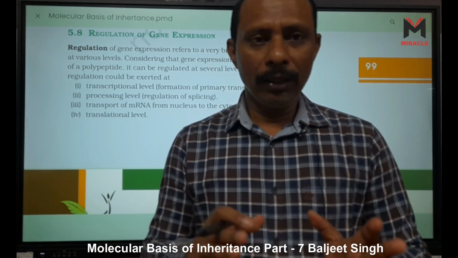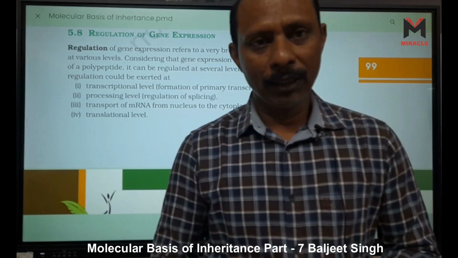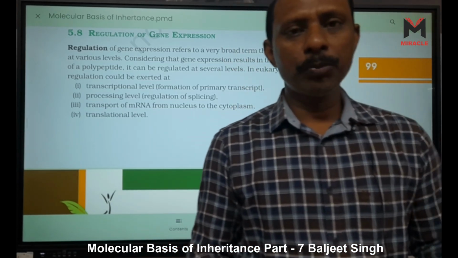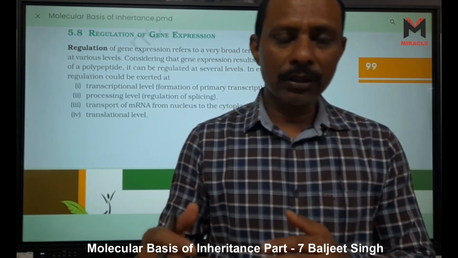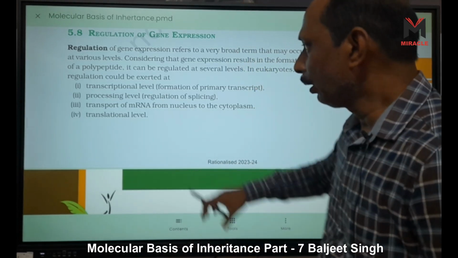This RNA is going into processing: splicing, capping and tailing. Then it has to come out of the nucleus, because ribosomes are present outside the nucleus. After it comes out of the nucleus, translation starts. So these are the levels.